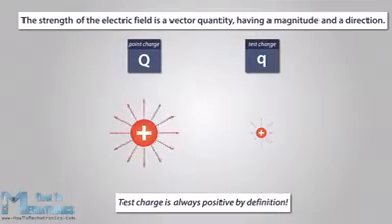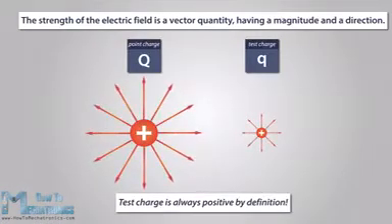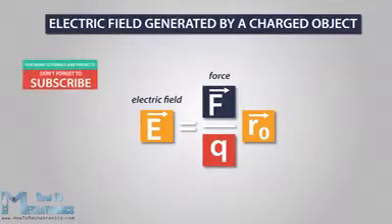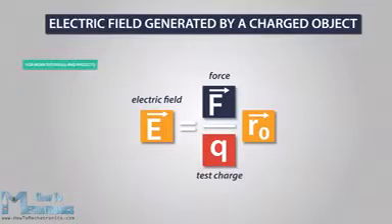Both charges create electric field, but big Q has much larger magnitude than small q. The point charge Q modifies the space around it and sets up the electric field. Now we can measure the electric field. The electric field generated by a charged object is in fact the electric force between the object and the test charge divided by the magnitude of the test charge.